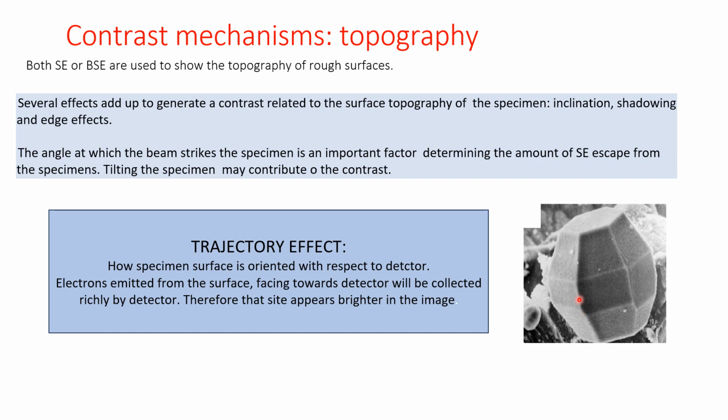Due to this reason, as you can see in this diagram, this left side appears brighter and this front side appears darker, because more secondary electrons go towards the detector easily. Therefore, this side appears brighter in the same image. This is the topographical contrast mechanism.